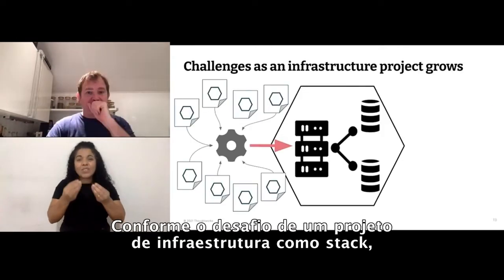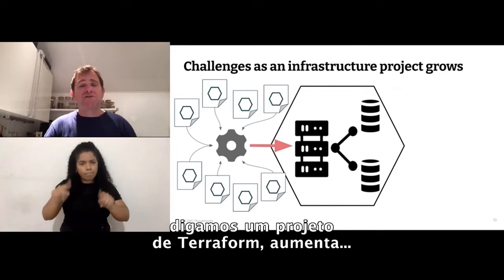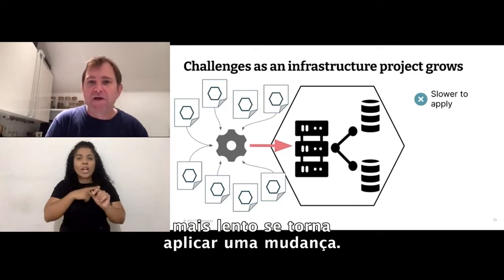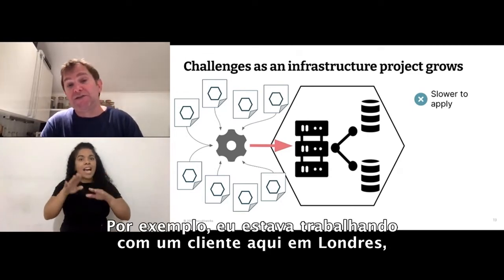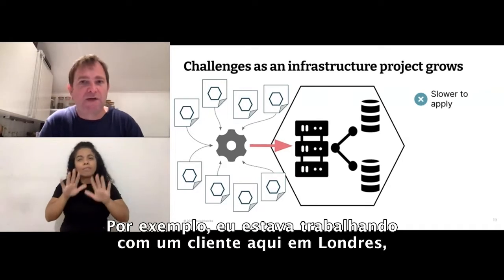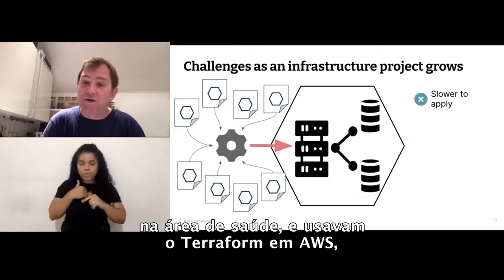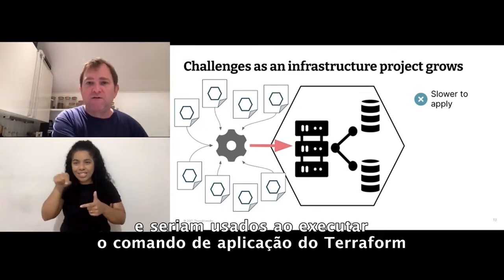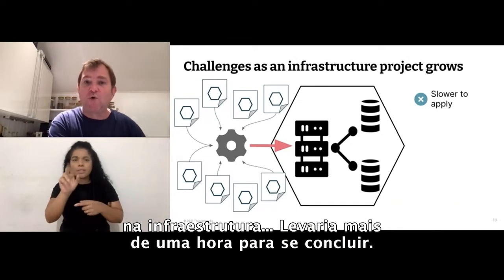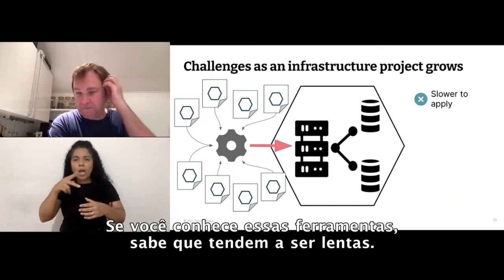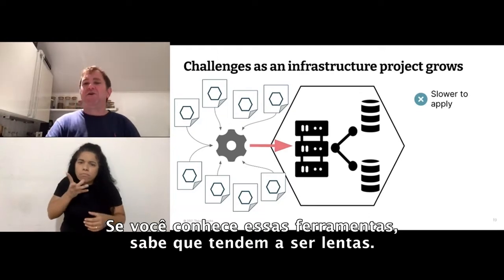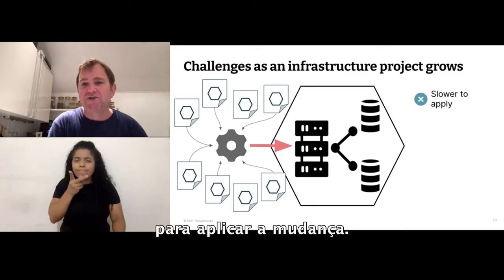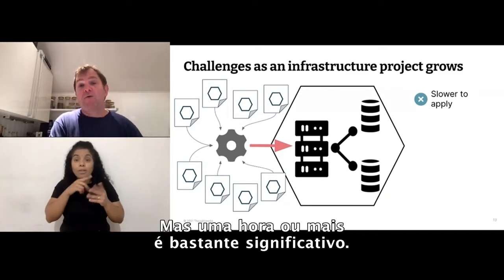There's a challenge that as an infrastructure project grows, as a stack, let's say a Terraform project grows, it becomes slower and slower to apply a change. So for instance, I was working with a client here in London in the UK in healthcare, where they were using Terraform on AWS, and when they ran the Terraform apply command on their infrastructure, it would take more than an hour for that command to complete, which, if you're familiar with these tools, they tend to be slow. They tend to take maybe a few minutes in the worst case to apply a change. But an hour or more is quite significant.